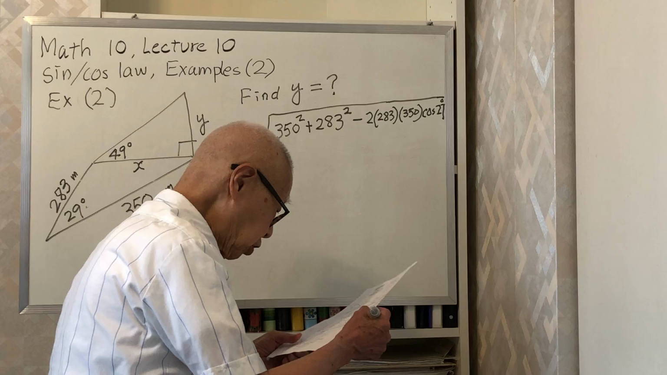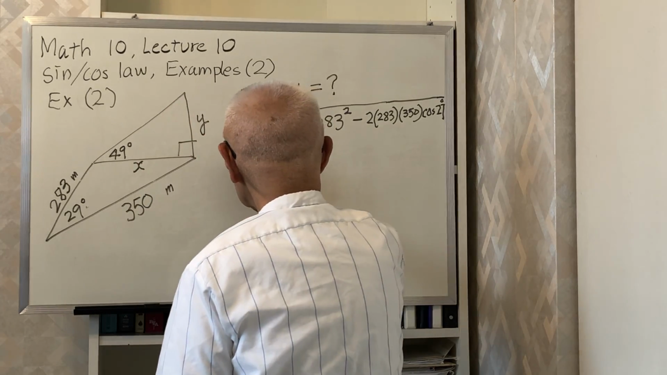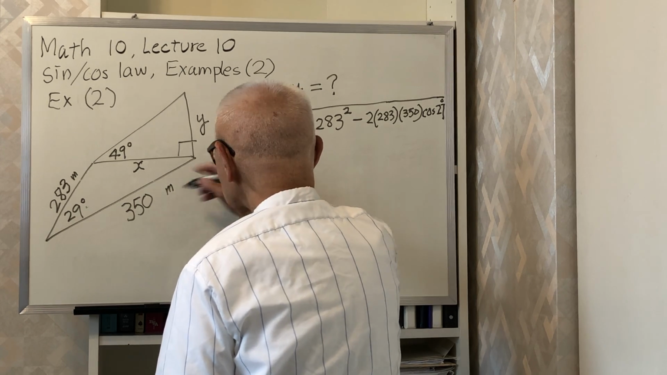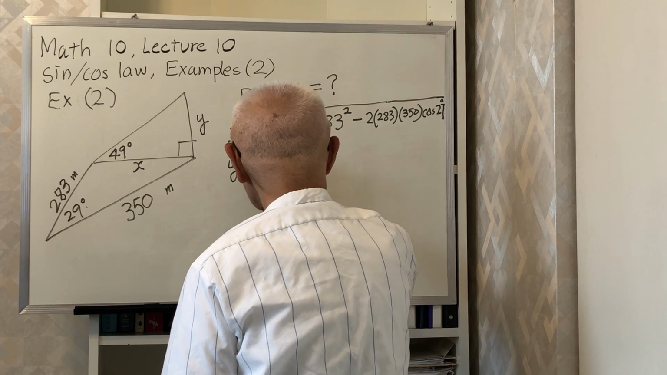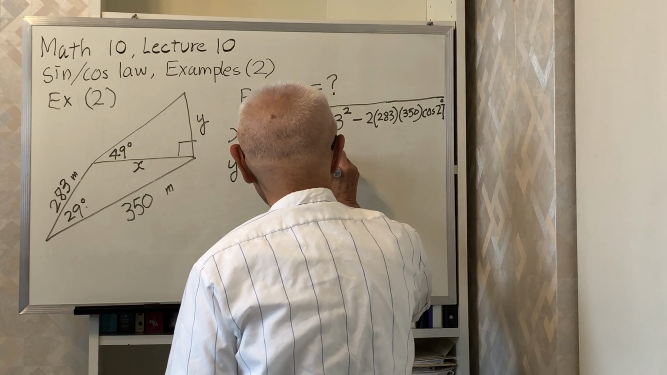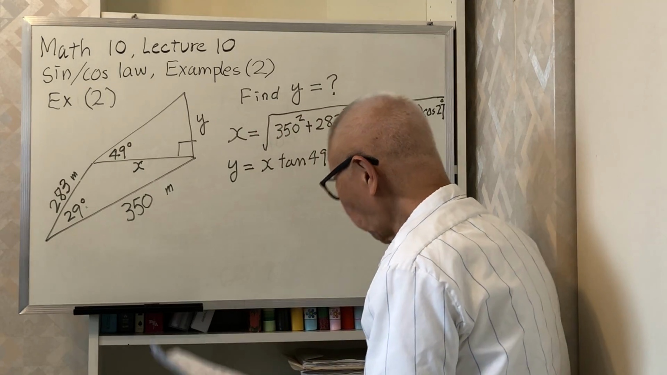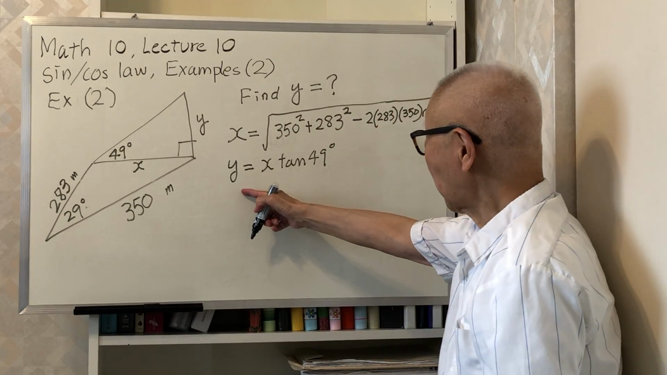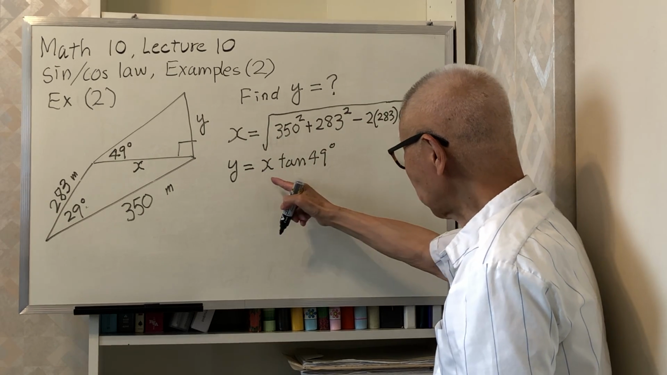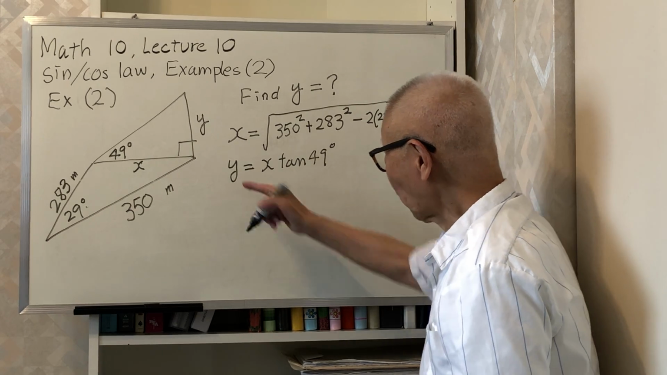Now once you have x, then you use the tangent ratio. Y over x is tangent 49, therefore y is x times tangent 49 degrees. How do you find y? You find x first from this cosine law, and multiply by tangent 49, you get y.